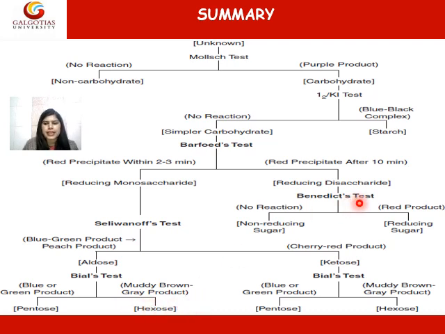If disaccharides are present, then you have to conduct the Benedict test, which is used to distinguish reducing sugar and non-reducing sugar. If a red product is there, then the reducing sugar is present. If there is no reaction, then non-reducing sugar is present. So this is the sequence of chemical tests used for the identification of carbohydrates.